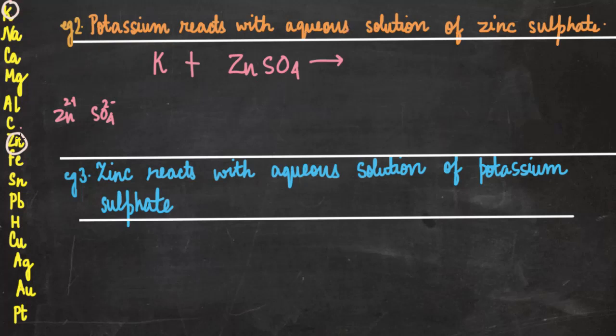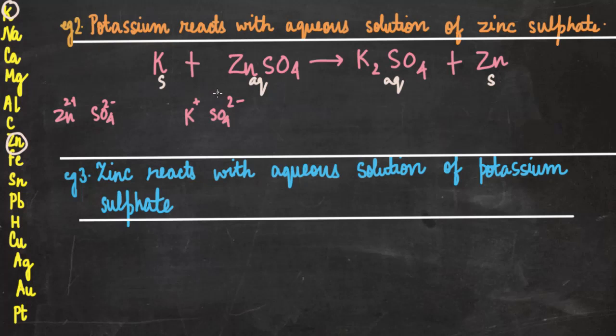Now potassium is more reactive as compared to zinc. So potassium is just going to knock off zinc from here and it forms potassium sulfate plus zinc. What is the formula of potassium sulfate? Potassium is K plus, sulfate is SO4 2 minus. So potassium sulfate will be K2SO4. K2SO4 plus we also get zinc. Let's write the states of these substances. This is solid, this is aqueous salt solution, aqueous and solid.